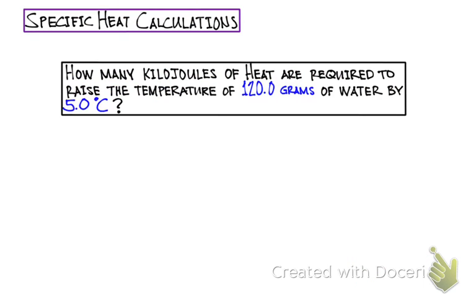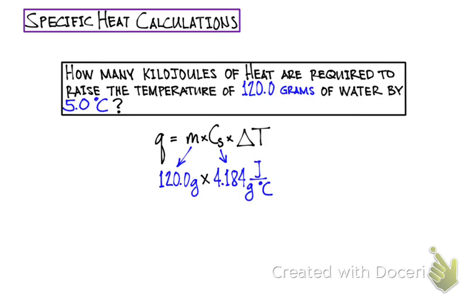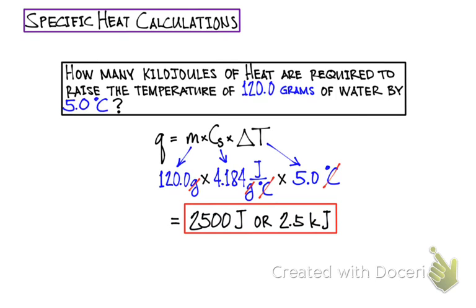Let's look at an example here. How many kilojoules of heat are required to raise the temperature of 120 grams of water by 5 degrees Celsius? We can use this equation to solve for heat. We have the mass of water, which is 120 grams, the specific heat of water, which is 4.184, and the change in temperature, which is 5 degrees Celsius. Here you can see the units canceling out, and we get 2,500 joules, or 2.5 kilojoules.